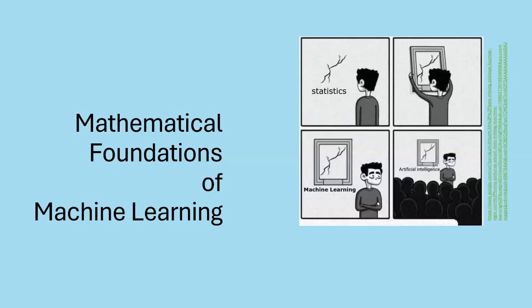Let's take a look at the mathematical foundations of machine learning. Much of what AI is based on is machine learning. Machine learning is statistical modeling, so this should sound somewhat familiar. Statistics and probability are very closely related, and we covered probability in week 3.